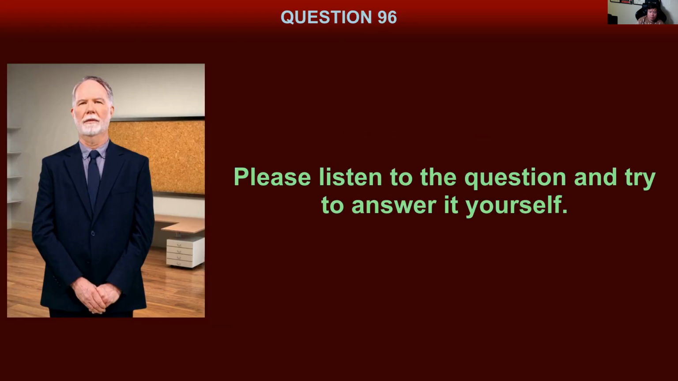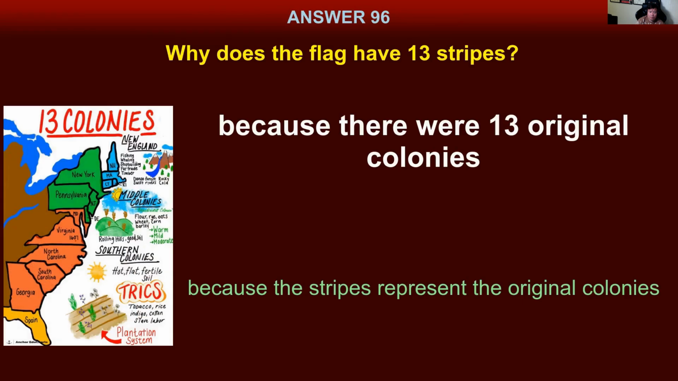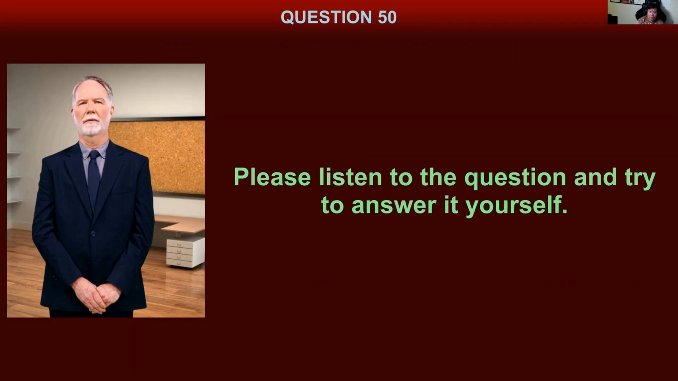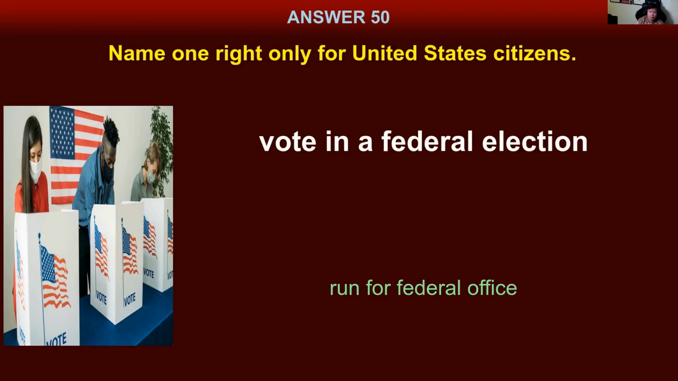Why does the flag have 13 stripes? Because there were 13 original colonies. Name one right only for United States citizens. Vote in a federal election.